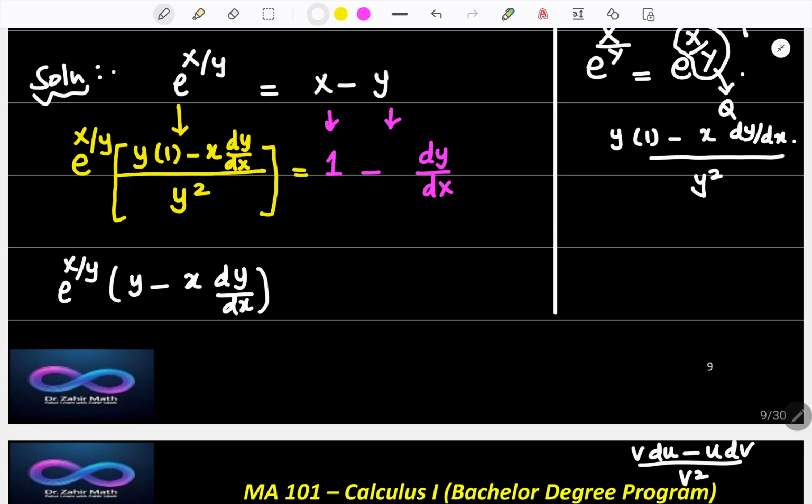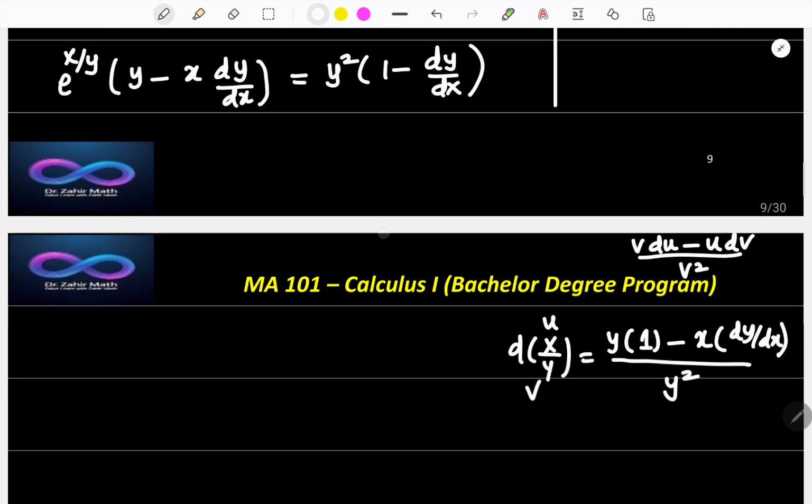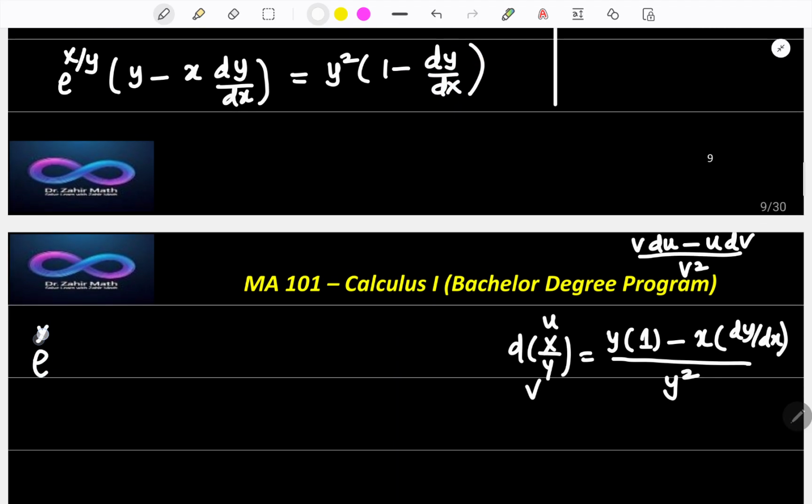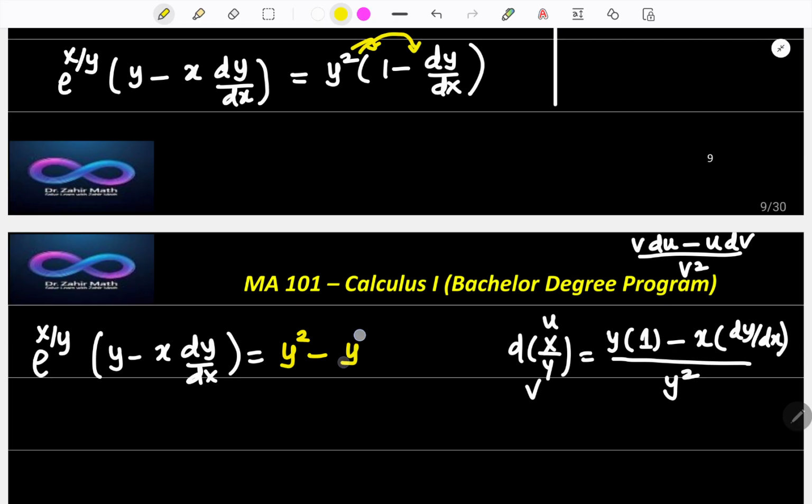What am I going to do? I'm going to cross multiply this y square, which is equal to y square times 1 minus dy by dx. So this equals e power x by y, and then y minus x times dy by dx is equal to, I multiply inside, which is y square minus, and multiply inside, y square dy by dx.